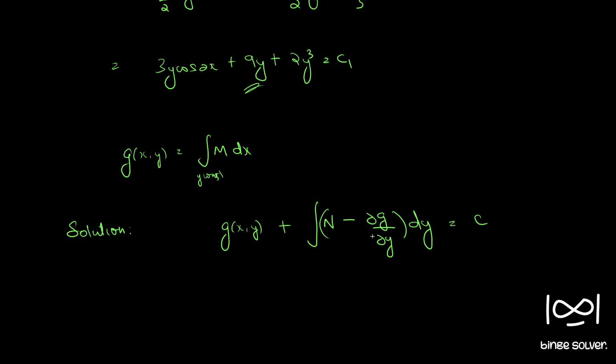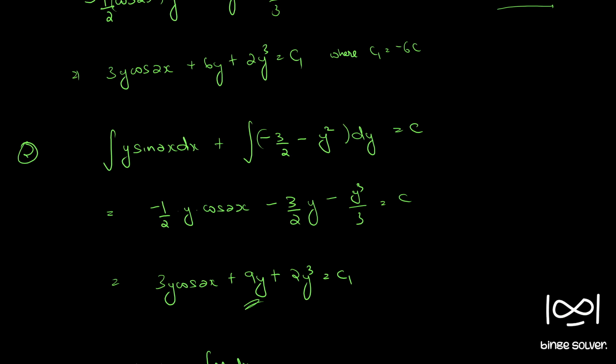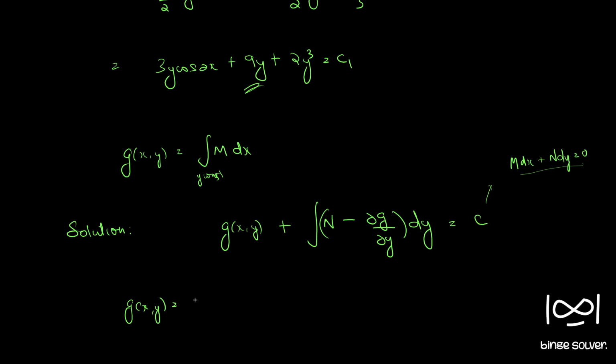If you differentiate this form, we get something like m dx plus n dy equal to 0. If you differentiate this whole thing, you'll get this differential equation. So here our g of x, y is equal to integral m dx, which is minus 1 by 2 into y into cos 2x.